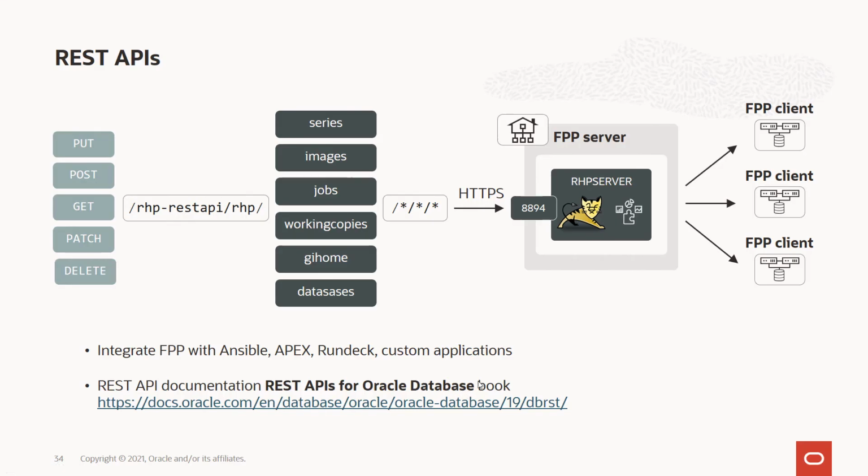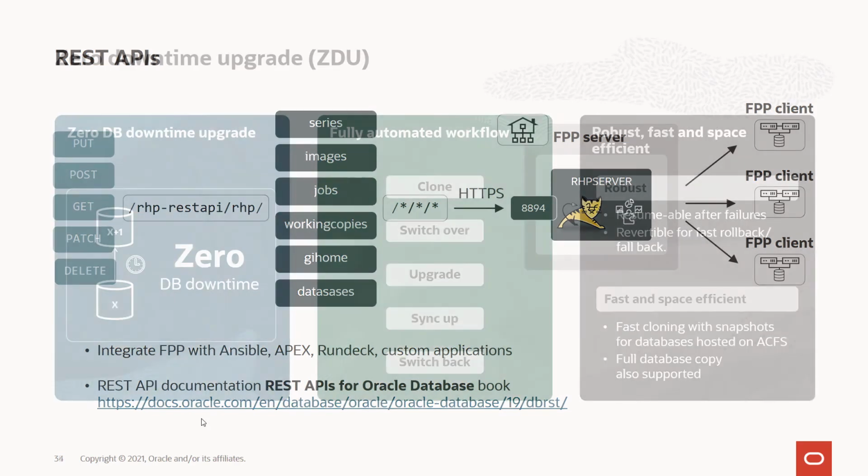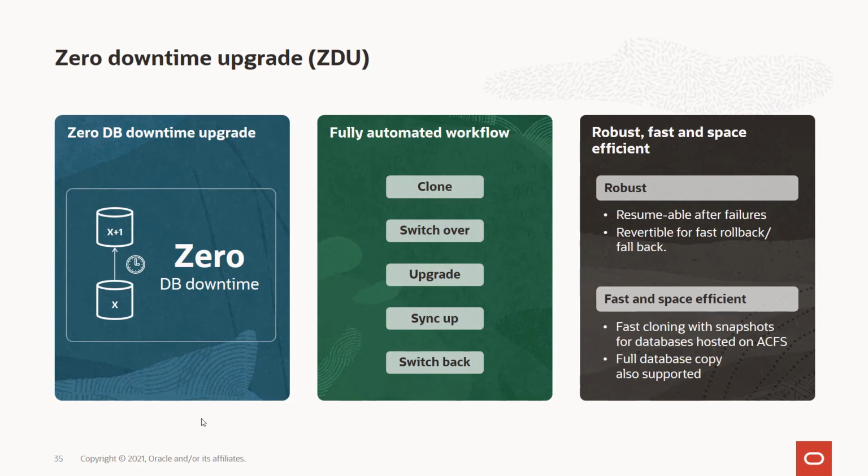This is because this REST API for Oracle Database book is the book where we centralize all the REST APIs that we expose, all the different endpoints that we have for ORDS, for Apex, for fleet patching and provisioning, the new REST API for the clusterware, everything is there. So we didn't want to duplicate this information in the FPP book. You have everything there if you want to give it a look.